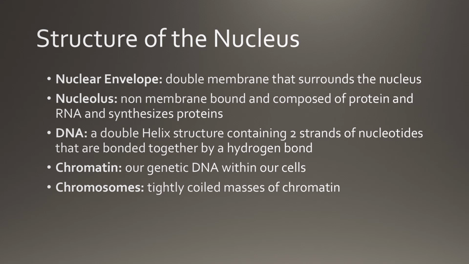DNA, or deoxyribonucleic acid, is a double helix structure consisting of 2 strands of nucleotides. Nucleotides are composed of a 5 carbon sugar, deoxyribose, a phosphate group, and 1 of 4 nitrogenous bases, which include adenine, cytosine, guanine, and thymine. Hydrogen bonds hold complementary base pairs together, A with T and C with G.